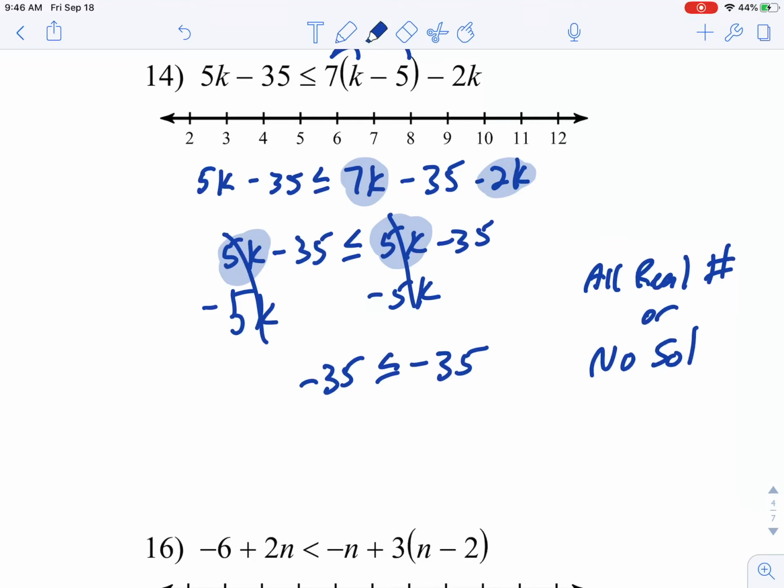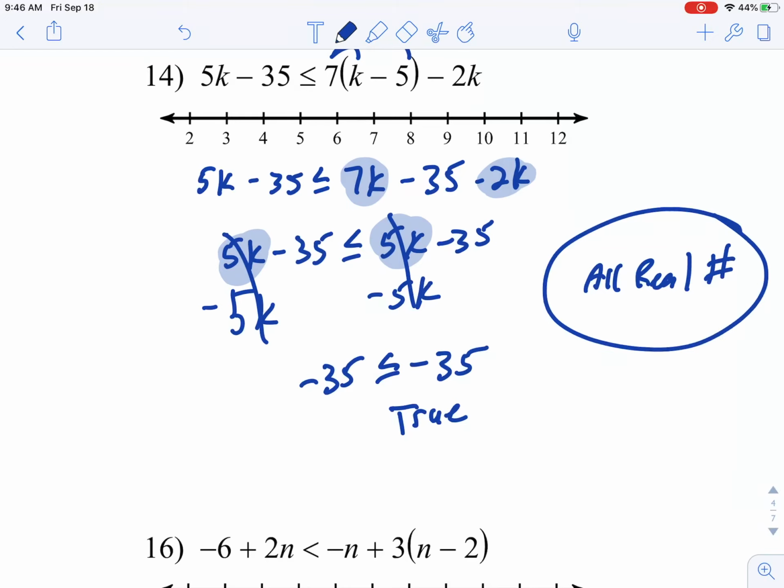And what it comes down to is what you see here. Is negative 35 less than or equal to negative 35? Well, the or equal part means that if they are equal to each other, then it's a true statement. So this number can be less than that number, or it can be equal to that number. So negative 35 really does equal negative 35. So this is a true statement, which means this is an all real numbers answer. So you circle all real numbers.